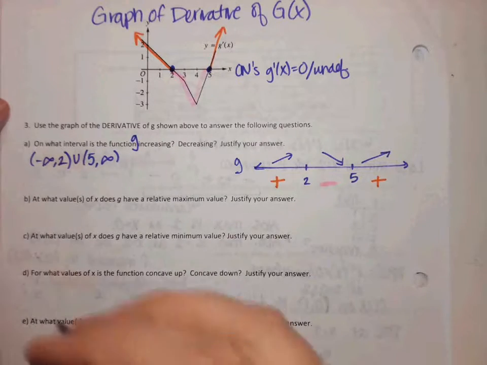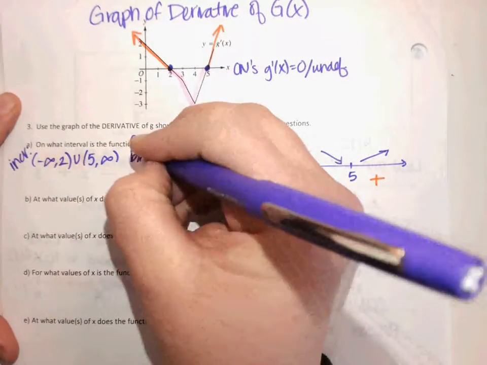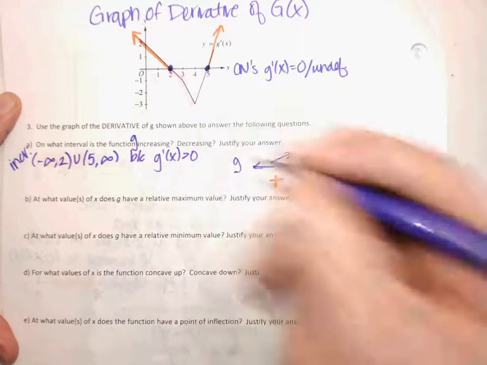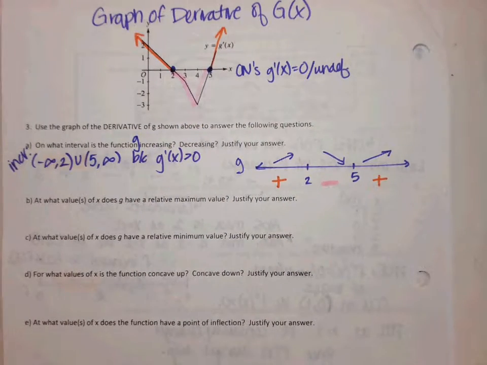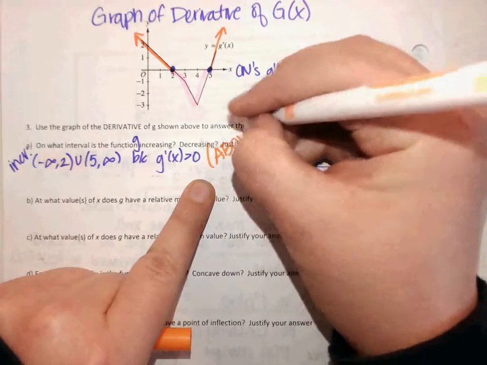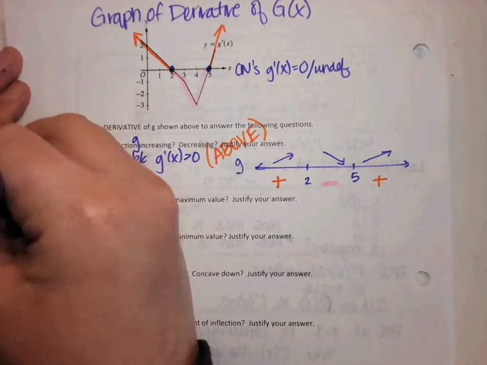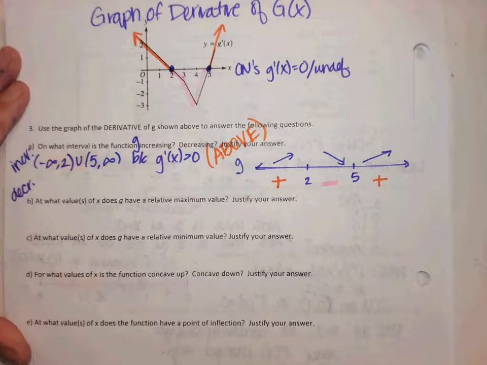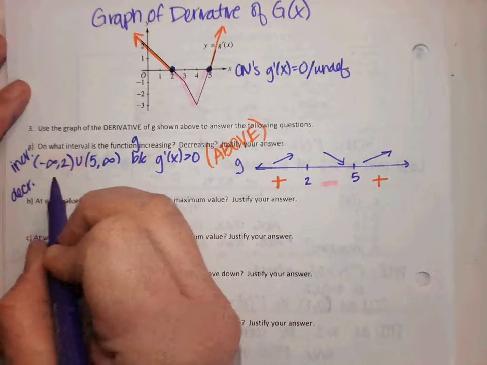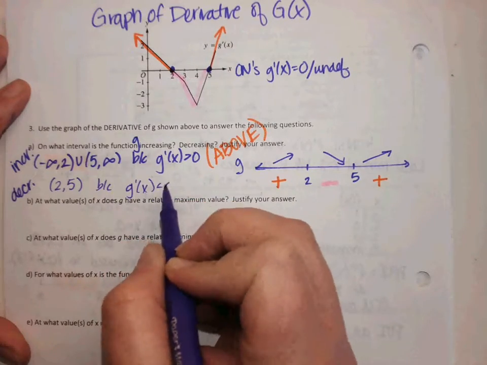So I would put increasing because g prime of x is greater than 0. In your mind, you know that means my graph is above the x-axis, so I'm going to put that here. Now, where will my graph be decreasing? Because it asks me to list both. Decreasing will be where it's below, or a negative sign, which is between 2 and 5, because g prime of x is less than 0.